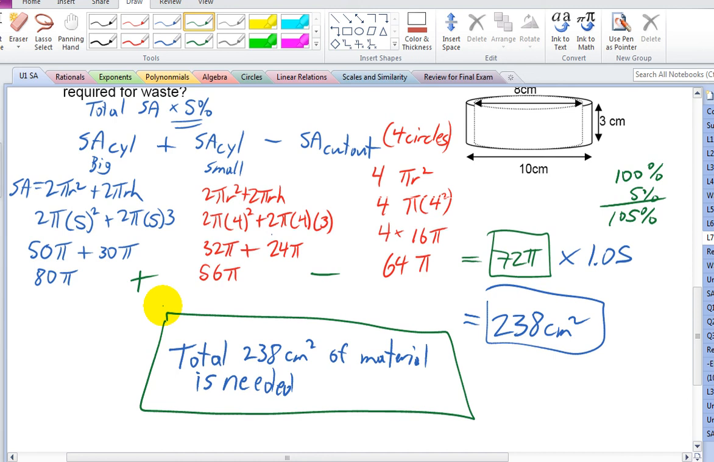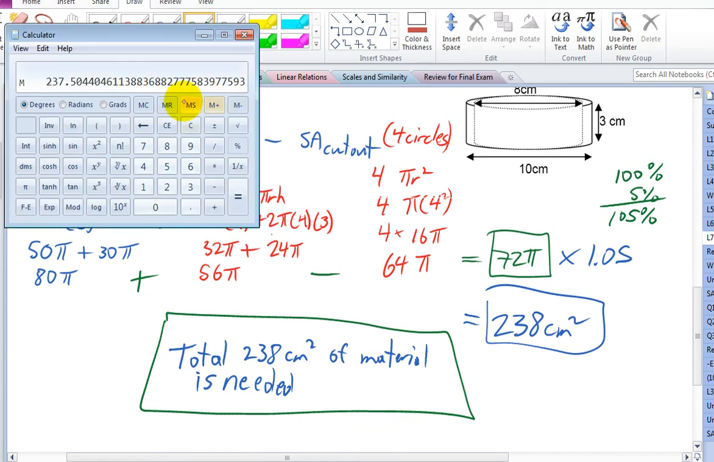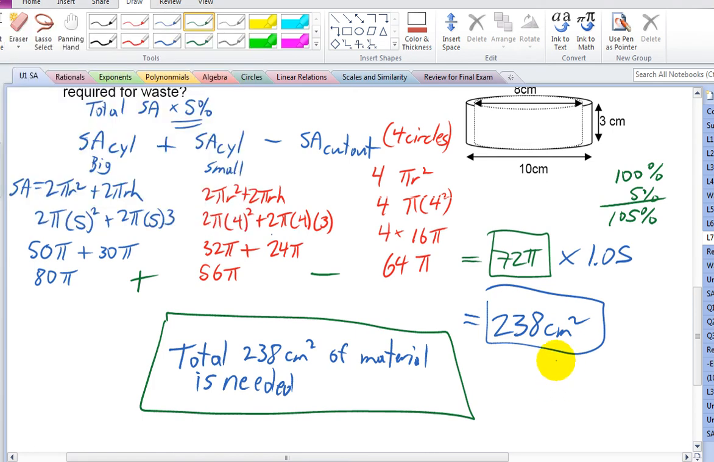Well, 5% of 72 pi is a very small number. Okay, so what we have here is 72 times pi equals that. Now we go times 5%, and that only equals 11.3. Okay, so that's the 5% value of it. So what we need is a total. So we'd have to then add that to 72 pi.